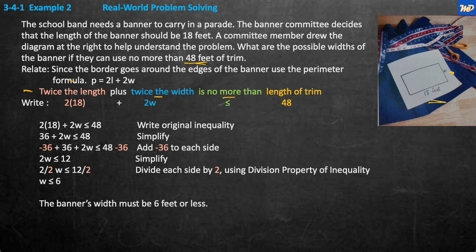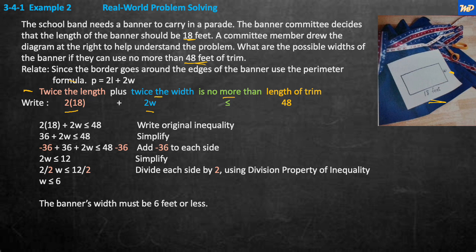Okay? So when we write that as the equation, now we're going to get 2 times 18 because they said the banner, they want it to be 18 feet long. So it shows in the picture, 18 feet. So 2 times 18, that's the length, plus 2 times the W. We don't know the width. We're trying to find out what is the maximum width we can have based on this criteria. And it's no more than, so less than or equal. It could be 48 feet. Can't be more than 48. So that means it could be 48 or less. Less than or equal to 48. The trim length of 48.